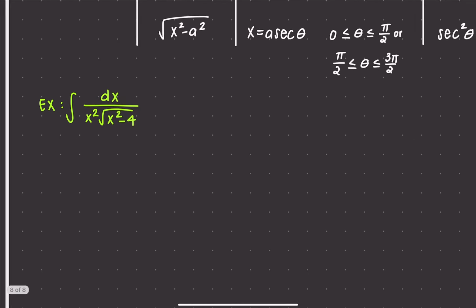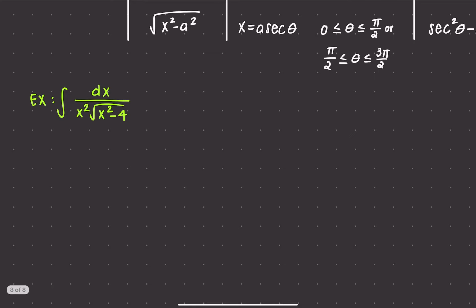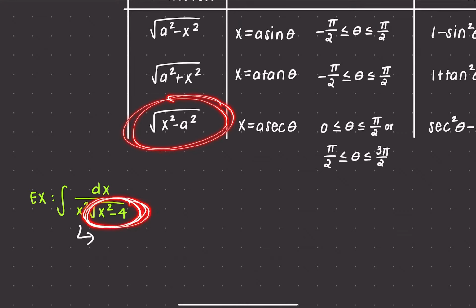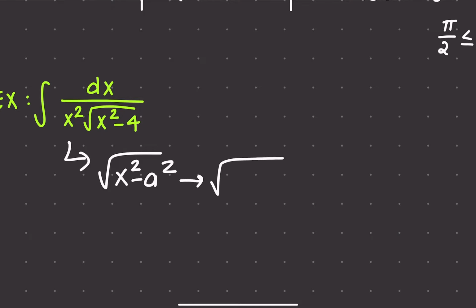So if we look at this example, the integral of 1 over x squared times the square root of x squared minus 4, the first thing we want to do is identify which expression of these three is most similar to the one seen in the denominator. If we look closely, we can identify that this last expression closely resembles it. So we're going to say x squared minus a squared is similar to x squared minus 4.